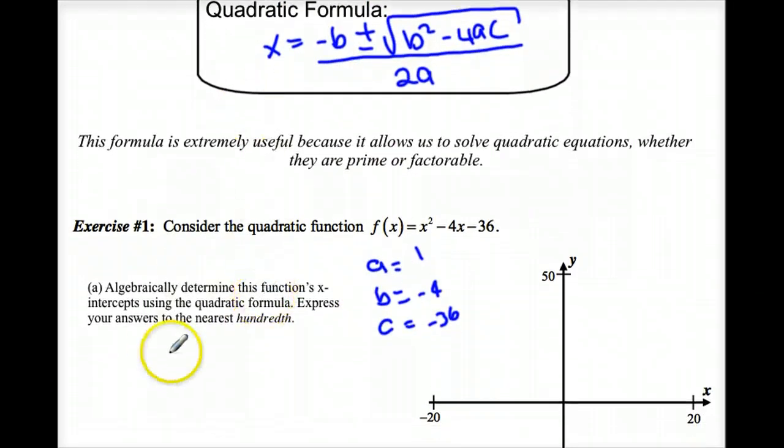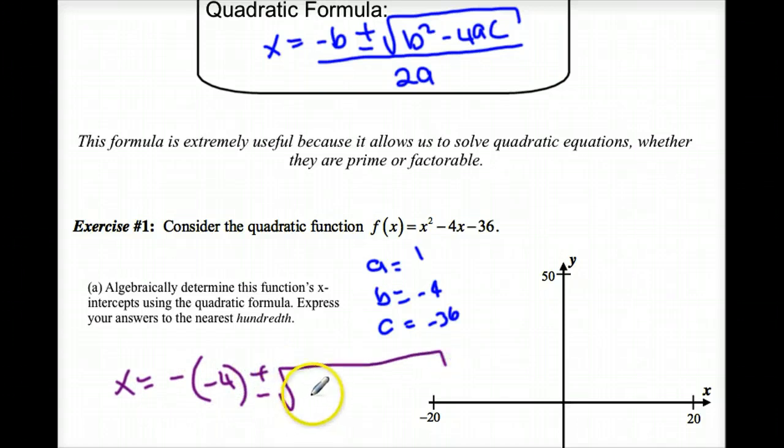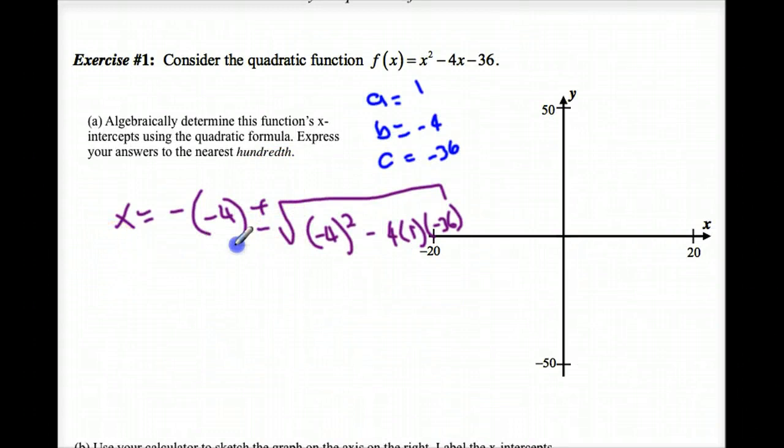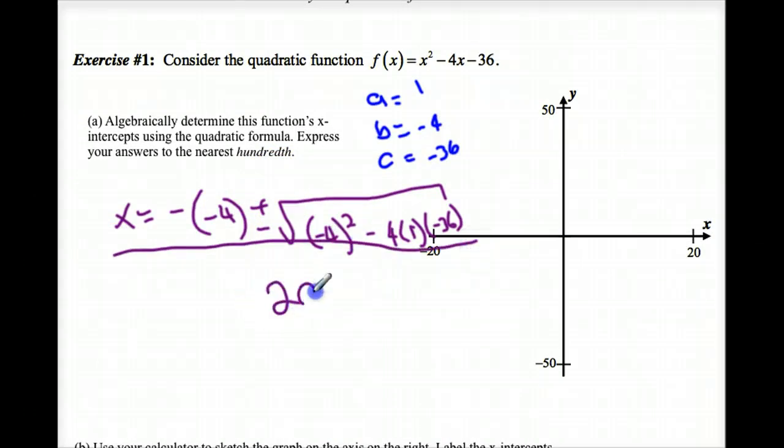So x equals minus b, and I'm keeping it in parentheses, plus or minus the square root of b squared minus 4. A is 1, C is negative 36. And all of this goes over 2A. Oh, and that A is actually 1.